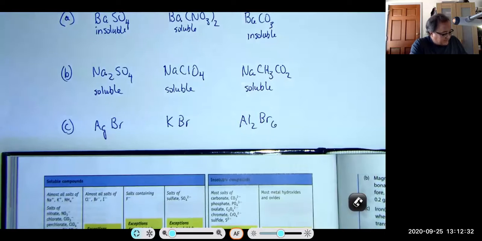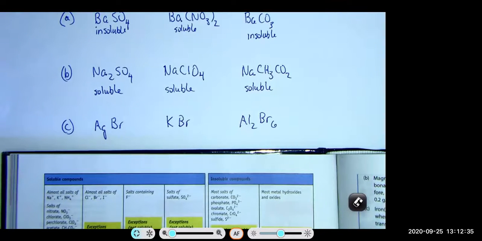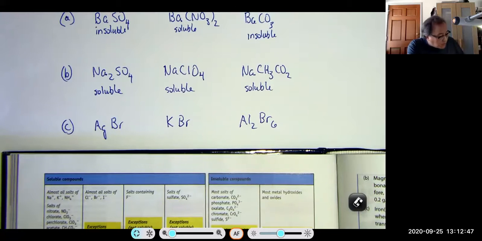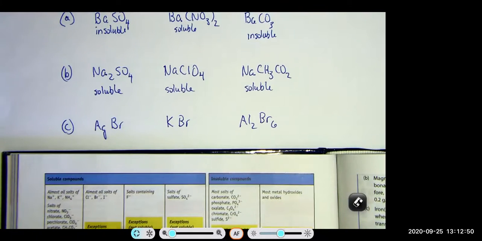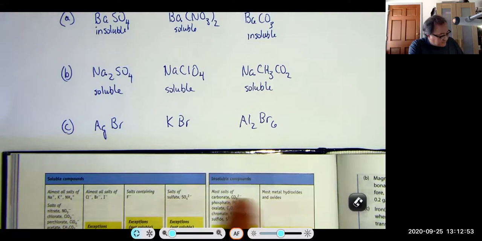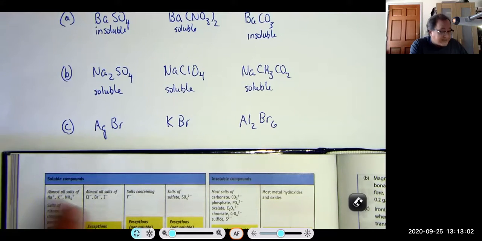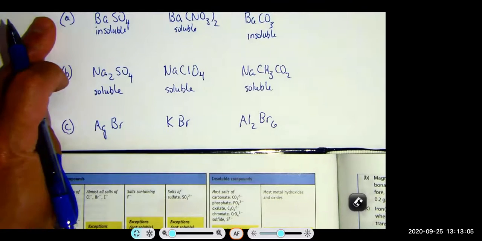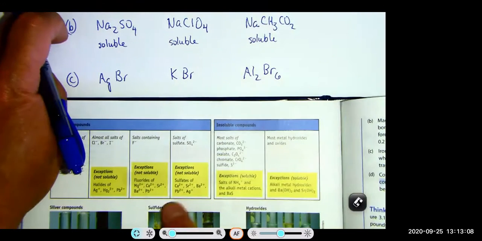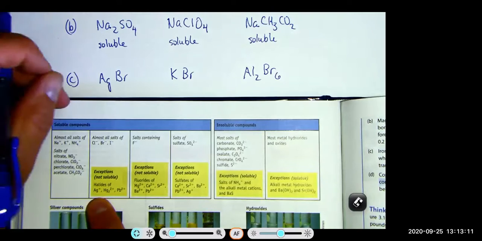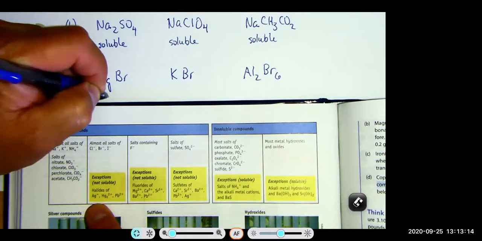How about these? Well, it does talk about Ag as a non-soluble exception. Remember, you want to focus on what's in the white first. Do you see anything about Ag in the white? No. Do you see anything about Br in the white? Yes. So they're soluble. What are the exceptions? For Br, halides of Ag, Hg2, and Pb2, or lead.